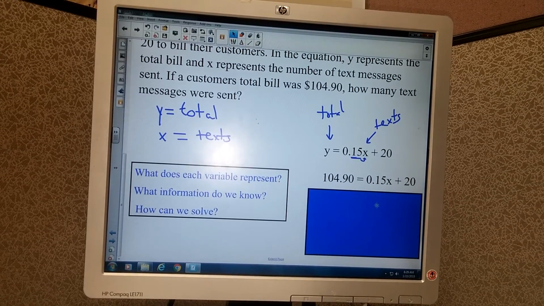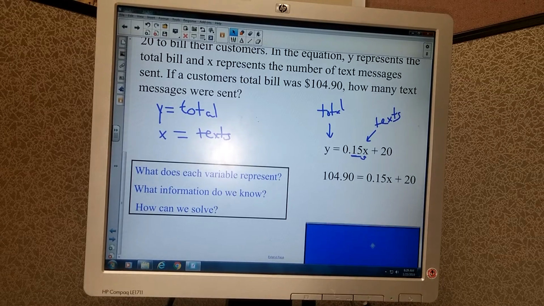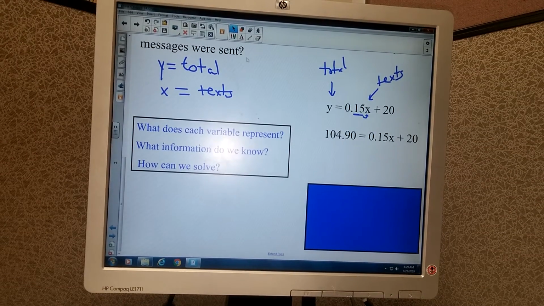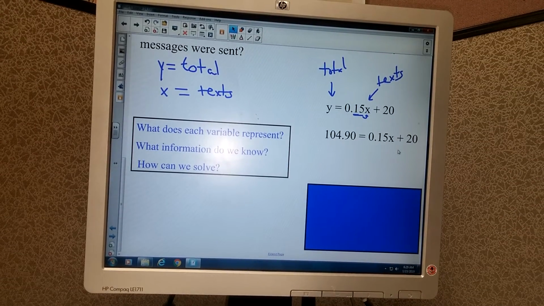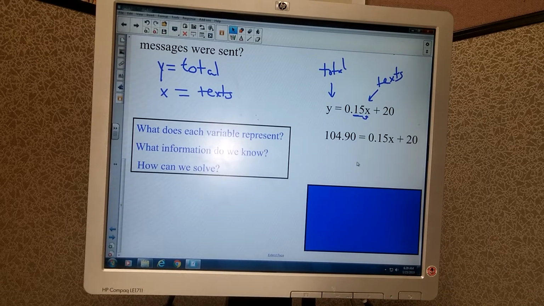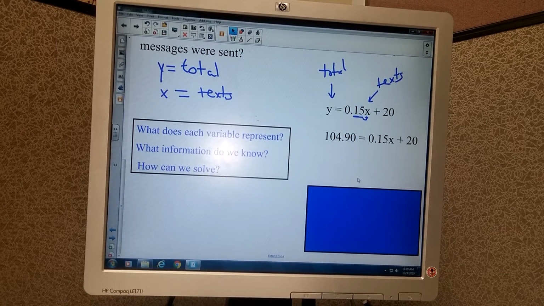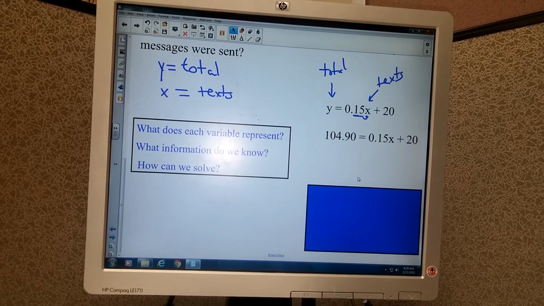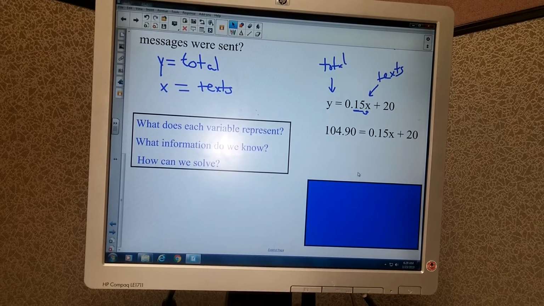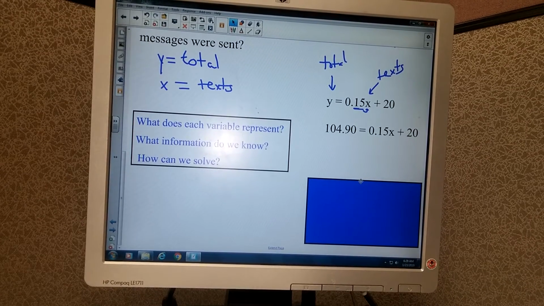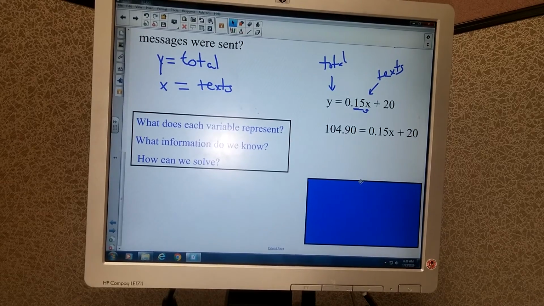Now I have a simple two-step equation. First, I take 20 away from each side. So 104.90 minus 20, and 20 minus 20 will cancel out, and I'll be left with a constant equals 0.15 times x, and I'll divide 0.15 from each side. Your job is to finish this problem on your own.